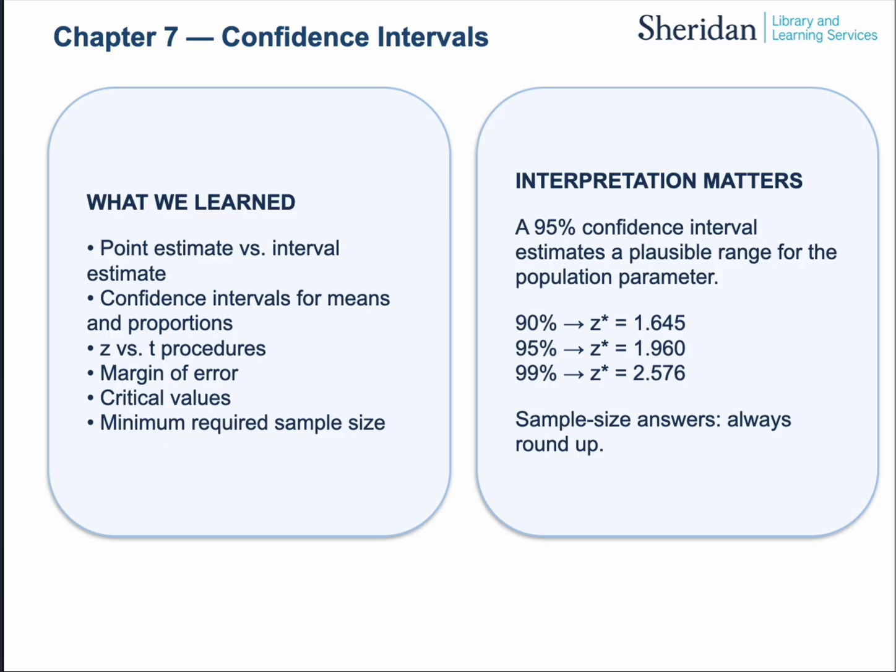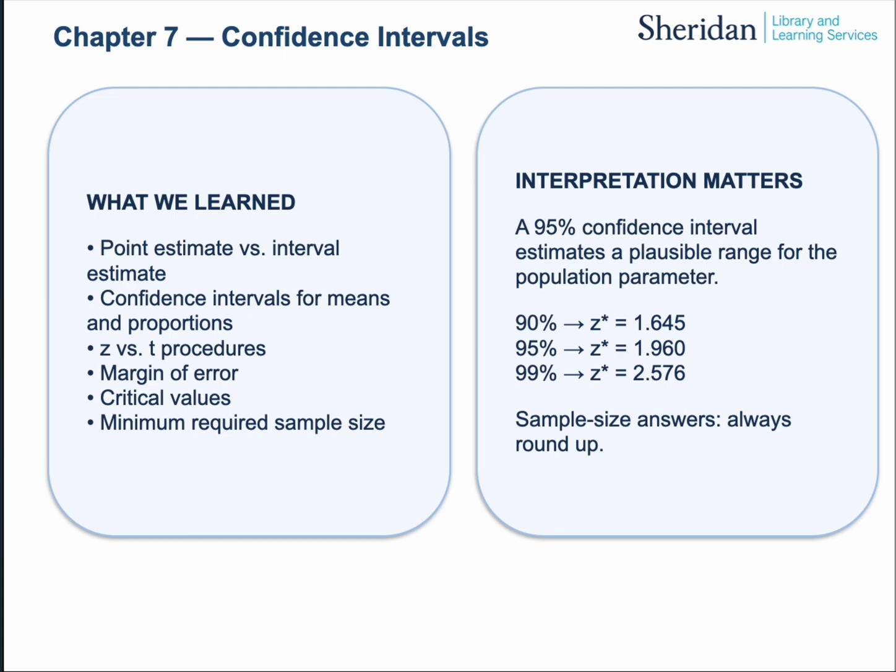One very common misunderstanding is the interpretation of a confidence interval. For example, suppose we calculate a 95% confidence interval. This does not mean that there is a 95% chance that the true population mean is inside this interval. Instead, it means that if we repeatedly collected many random samples and constructed confidence intervals using the same method, about 95% of those intervals would contain the true population parameter. It's a subtle difference, but it's one of the most frequently tested concepts in statistics.